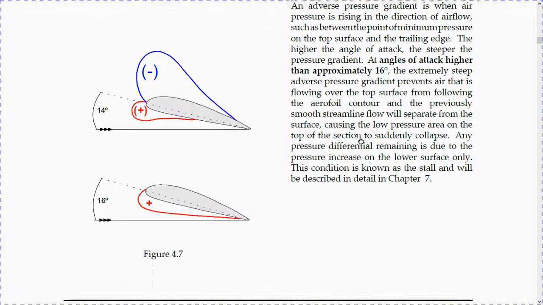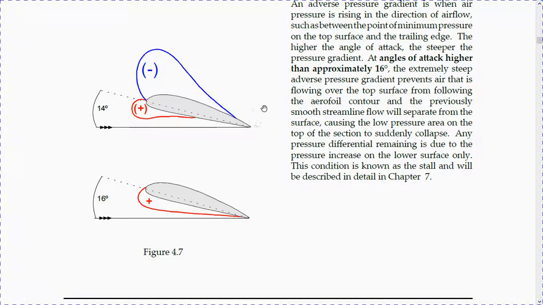And the previously smooth streamline flow will separate from the surface, causing the low pressure area on the top of the section to suddenly collapse. Any pressure differential remaining is due to the pressure increase on the lower surface only. So there will be no more low pressure here. If we have a little bit of lift, it's because there is a high pressure down, but that's not enough. In fact, this condition is known as the stall.